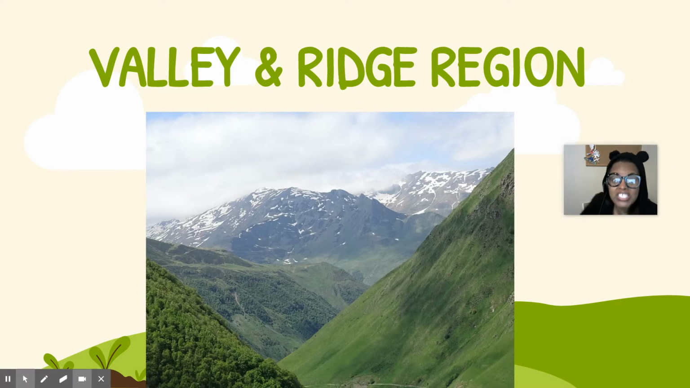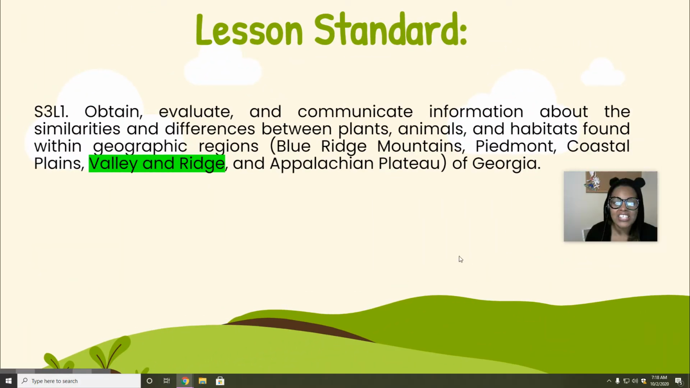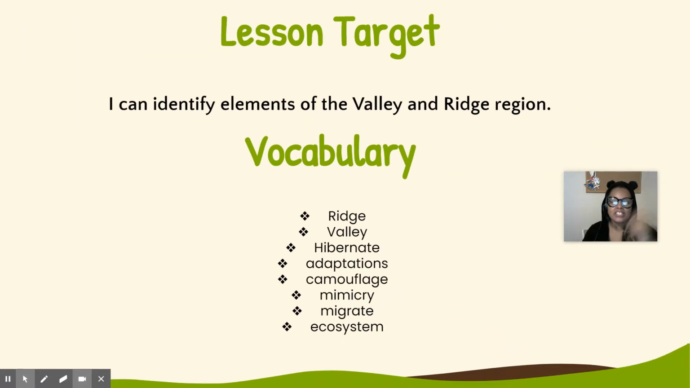The Valley and Ridge region is another region of Georgia, okay? So let's look at our lesson standard, the state of Georgia third grade standard S3L1. We're going to obtain, evaluate, and communicate information specifically about the Valley and Ridge. Our target is you're going to be able to identify the elements of the Valley and Ridge region. Some of the vocabulary you're going to hear me say is ridge, valley, hibernate, adaptations, camouflage, mimicry, migrate, and ecosystem. We'll get into that as we come across it in the lesson today.